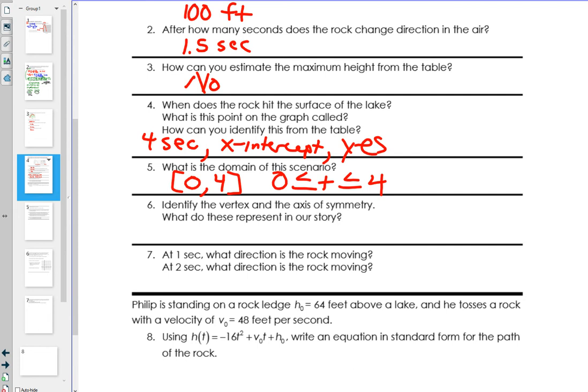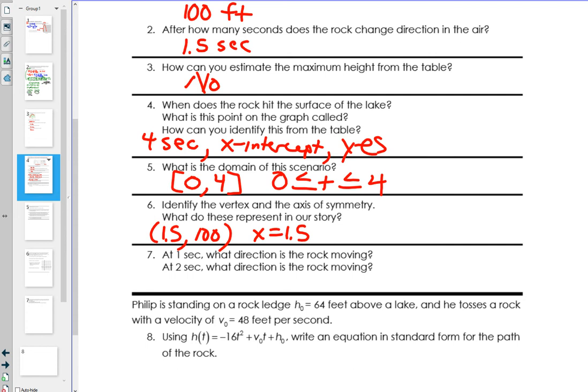Identify the vertex and the axis of symmetry. What do these represent in our story? Okay, so the vertex we had already mentioned. What was the vertex? 1.5, comma 100. If that's the vertex, what's the equation of the axis of symmetry? X is equal to 1.5.